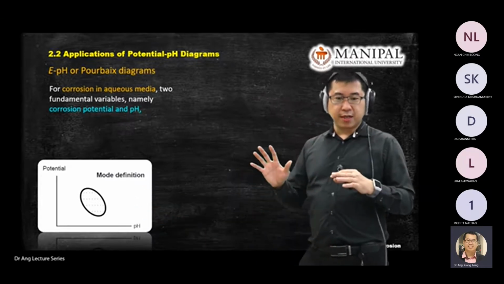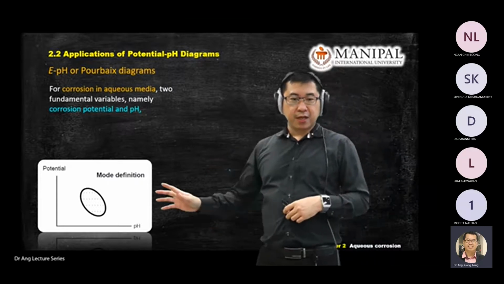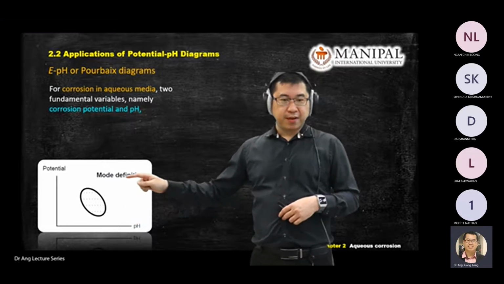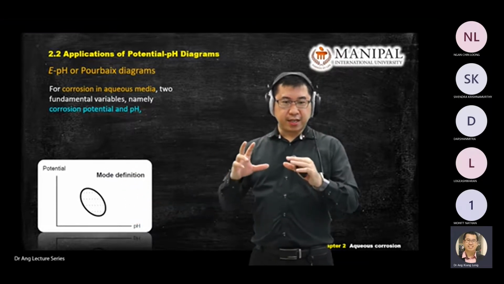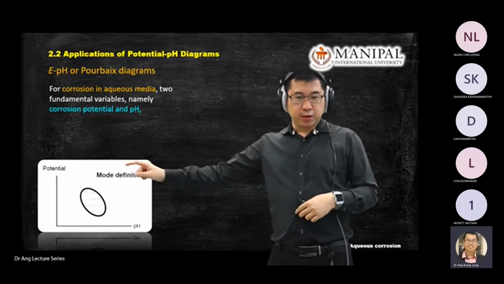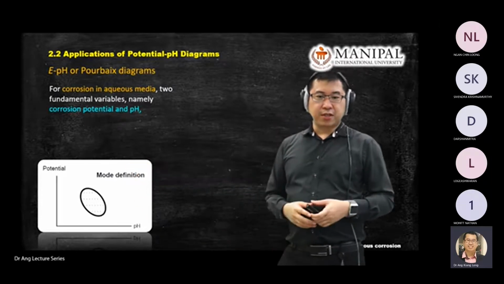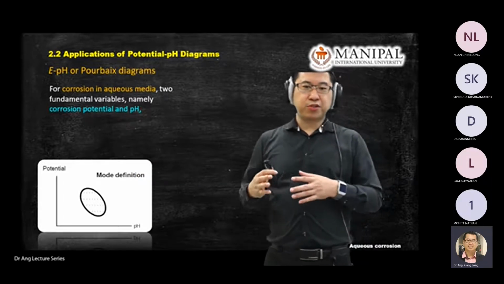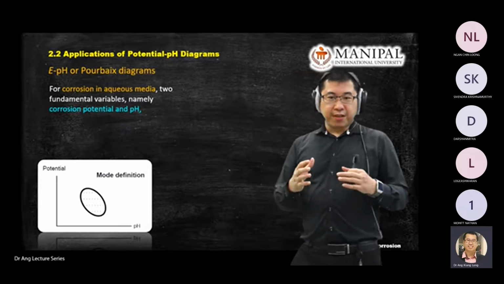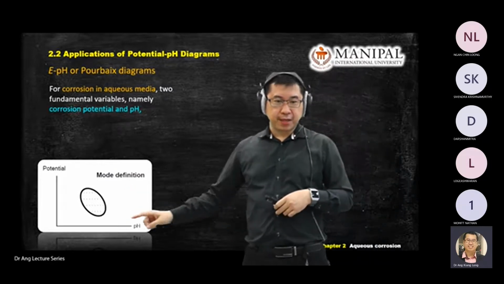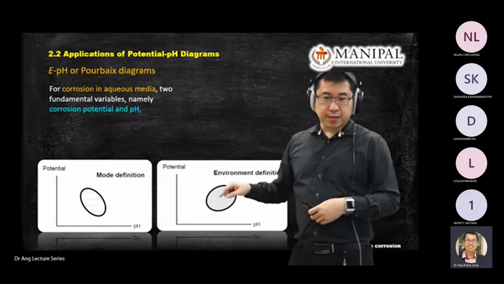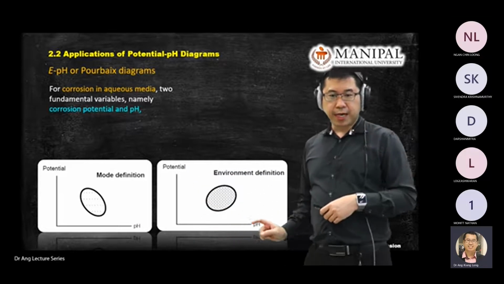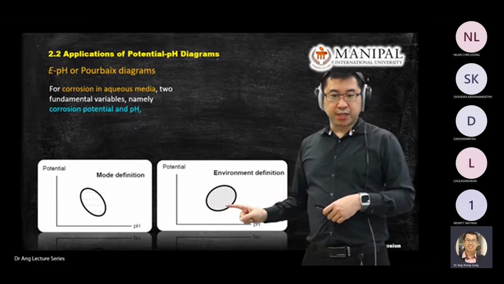Inside the EPH diagram you see a lot of information. There will be a particular section where you will see the mode definition. For example, you see Fe(OH)2, Fe(OH)3, and sometimes you see FeO in the diagram. Okay. Next, on the same diagram, sometimes you'll see environment definition inside there.